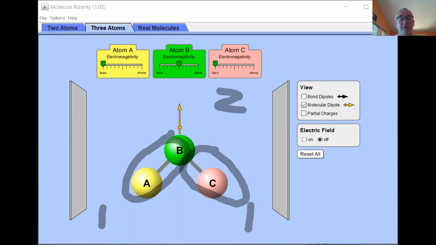Because you're absolutely right. So far, you were nailing it. Bond dipoles contribute to the overall molecular dipole. So my question is, is it simply additive? If I have four dipoles in a molecule, let's say a five atom molecule with one atom in the middle and four of them around it, can I just take all those four dipoles and add them together and get the molecular dipole? Same thing here. Can I just take A and B plus B and C and just add them together?